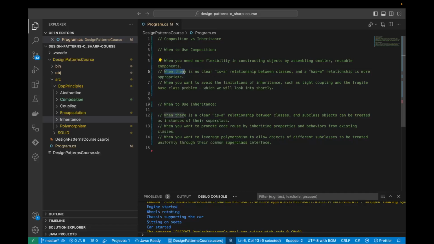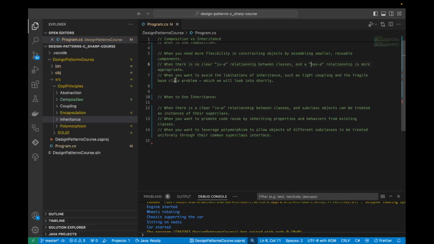You should also reach for composition when there is no clear is-a relationship between classes, and a has-a relationship is more appropriate. So, for example, a car is an engine doesn't make any sense, whereas a circle is a shape does make sense. So maybe inheritance would be an okay solution there, whereas with the car and the engine, a car has an engine, so composition would make more sense. So that seems to be a good solution to start with.